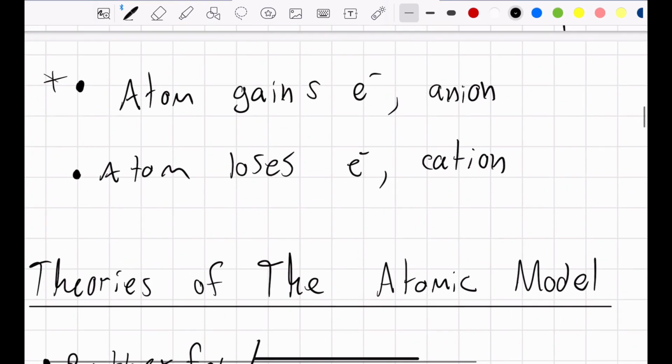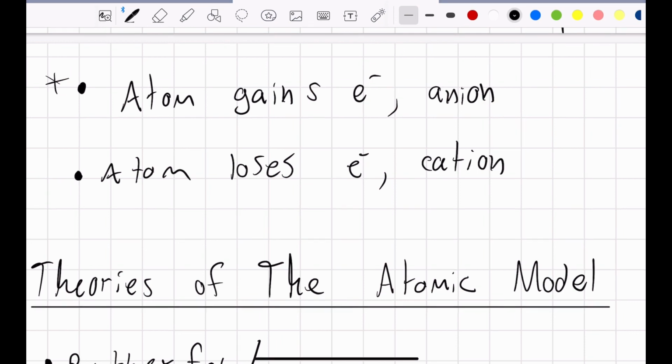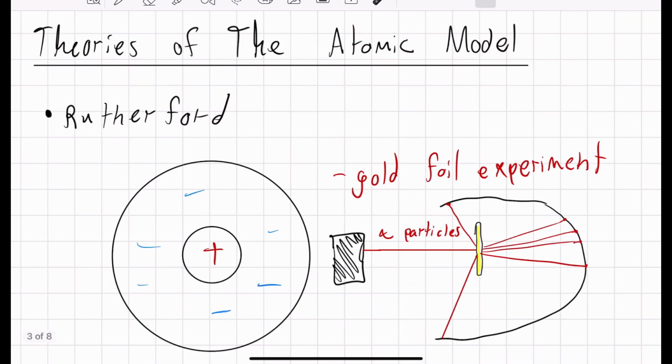Oh, and just before we go on, I forgot to mention that atoms that gain electrons become anions, and atoms that lose them become cations. Okay, so let's move on to theories of the atomic model.